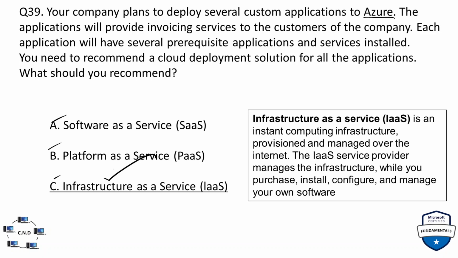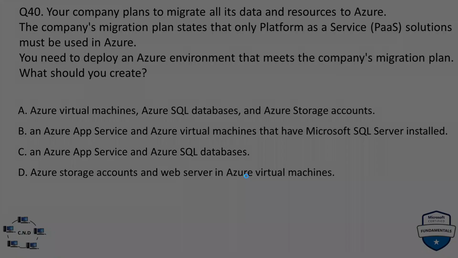The IaaS, or infrastructure as a service, provider manages the infrastructure while you purchase, install, configure, and manage your own software. So here, since you need to deploy your custom applications, you will need the operating system according to your custom application, virtual machines. So these all come under the umbrella of infrastructure as a service.